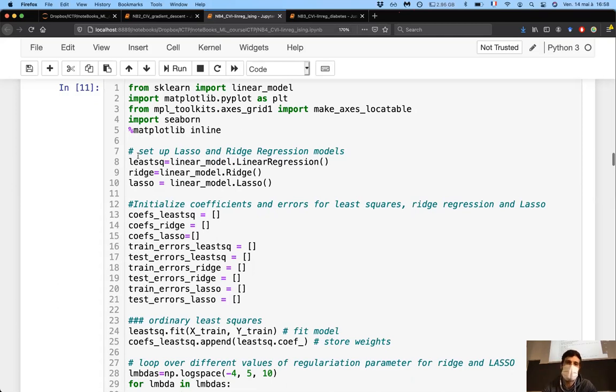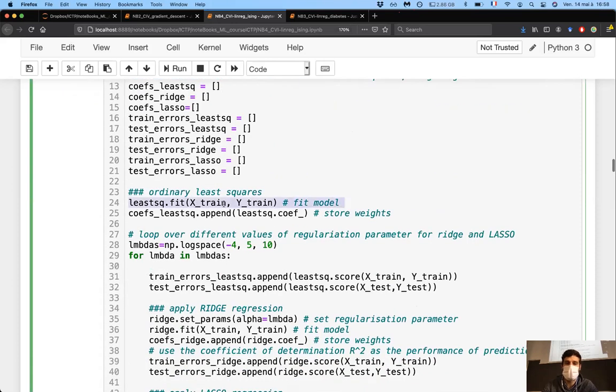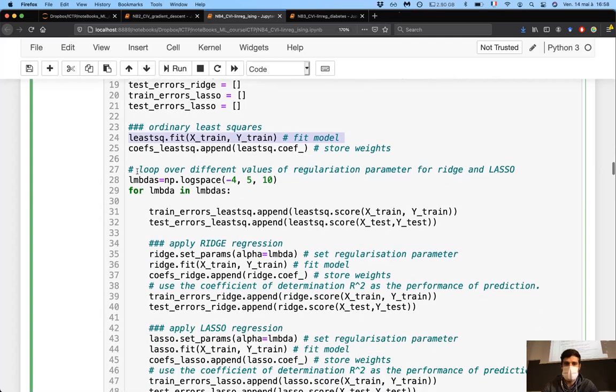So here I'm setting up my least square, ridge, and lasso procedures. These are objects; I'm just initializing things. And here I'm fitting my ordinary least square model. And here I will loop over the value of the regularization in ridge and lasso. So I will do cross-validation. I'm scanning over a large range of values for the regularization. For each of these regularization strengths, I will compare the training error and the test error, and I should select the regularization that leads to the lowest test error.